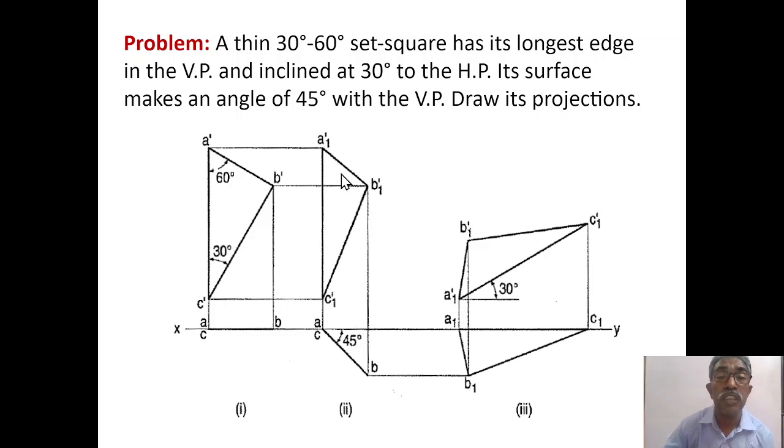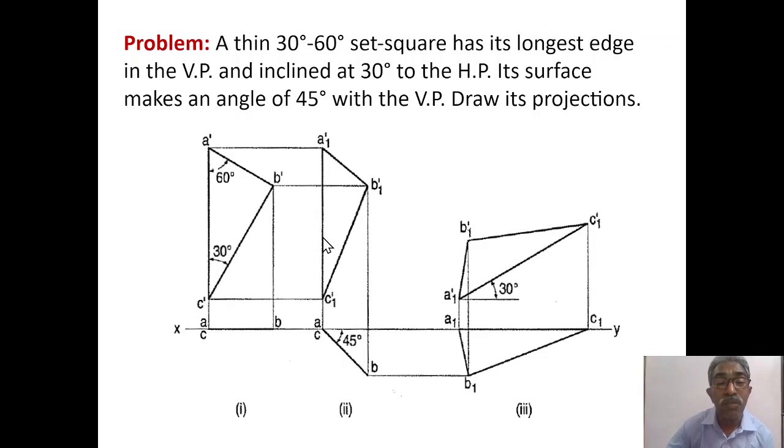Suppose in the question, instead of giving 30 degrees inclination to the HP, it is given that the longest side is perpendicular to the HP. Then this is the solution of the problem. There is no need to draw the third stage. All the data given is satisfied in the second stage. You see that one side is in the VP, the side is perpendicular to the HP, and the surface is at 45 degrees to the VP. But here, the longest side, instead of being perpendicular to the horizontal plane, is given at 30 degrees to the horizontal plane.